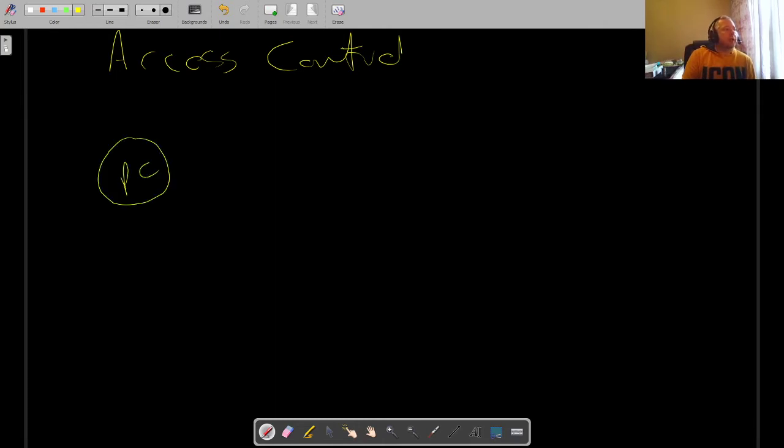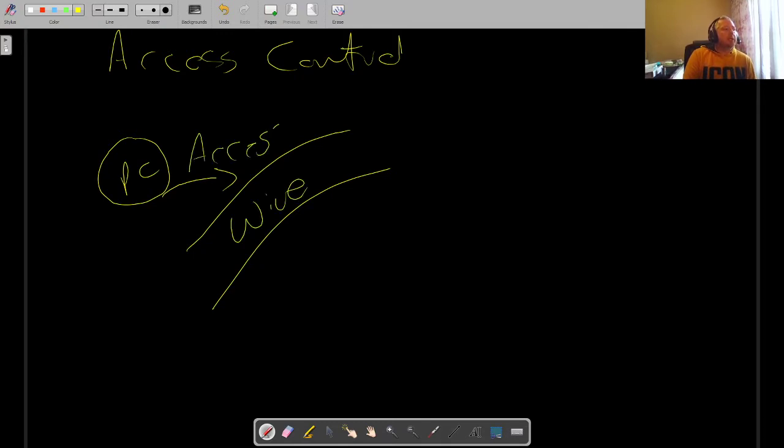So let's start talking about what is access control. So what is access control? Access control is, like I said, if you have a computer, how does it actually put the data on the wire? How does it access this wire, and how does it do it, and what type of control do we have? Okay, now when we're talking about control, I want you guys to start thinking a little bit more technical.